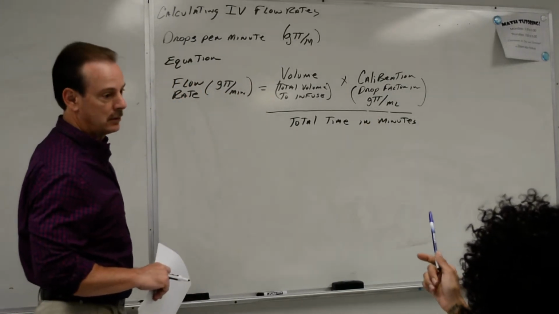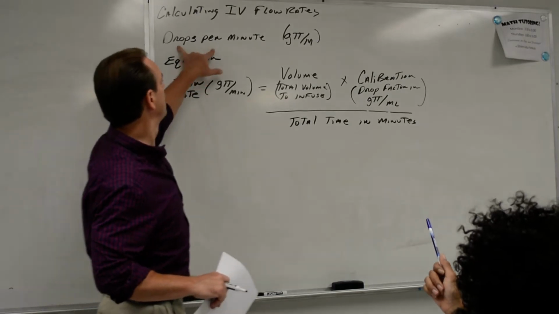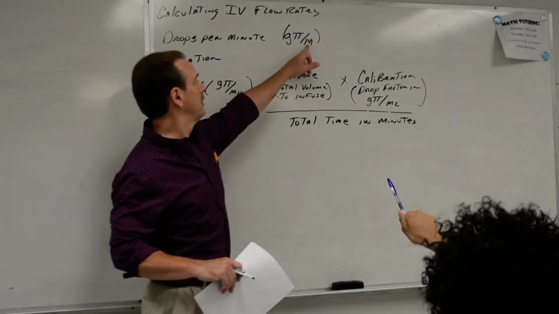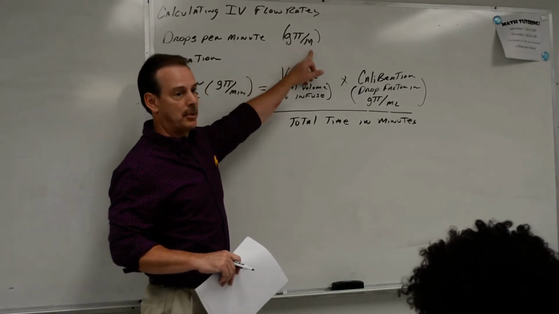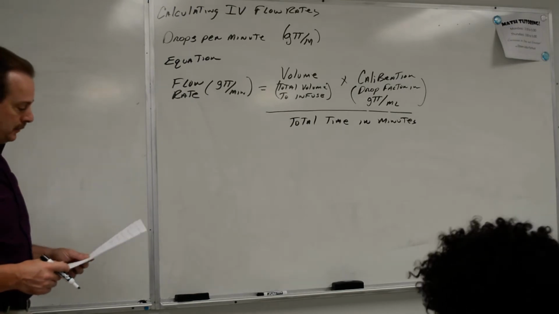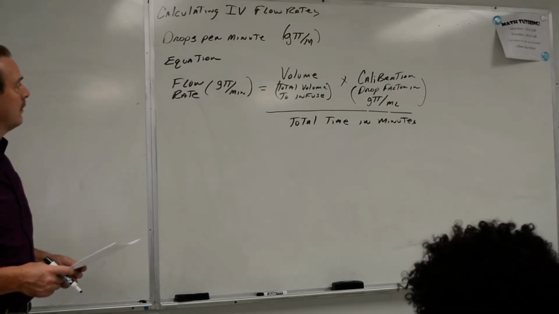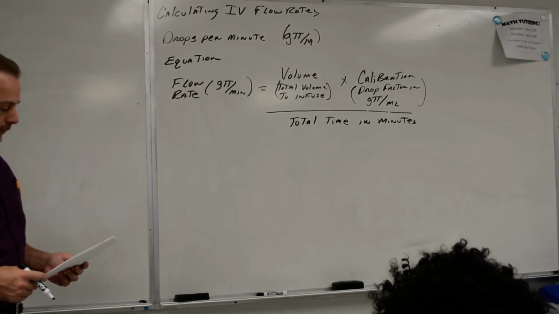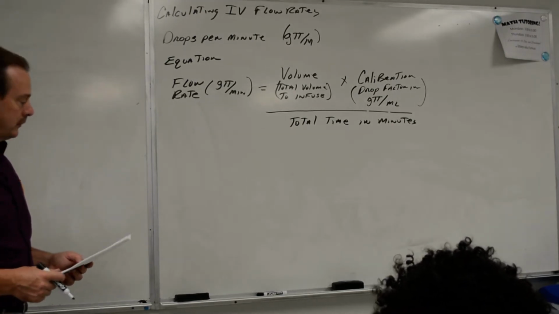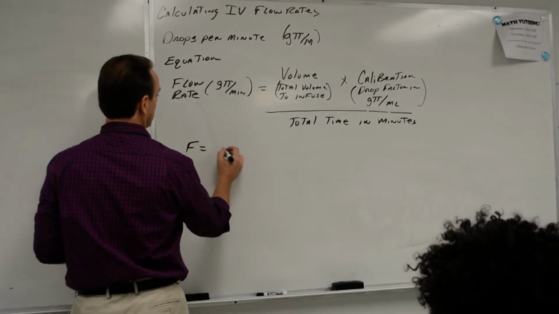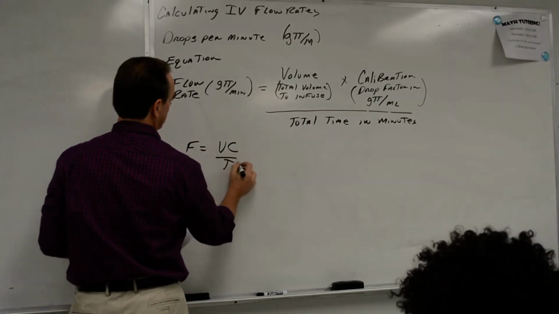What is the GTT? This is drops per minute. What is T over? Minutes. So is that an M? Yes. So our shortened form for our equation is going to be F equals VC divided by T.